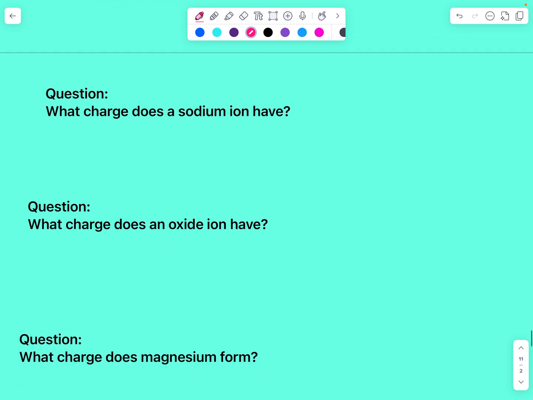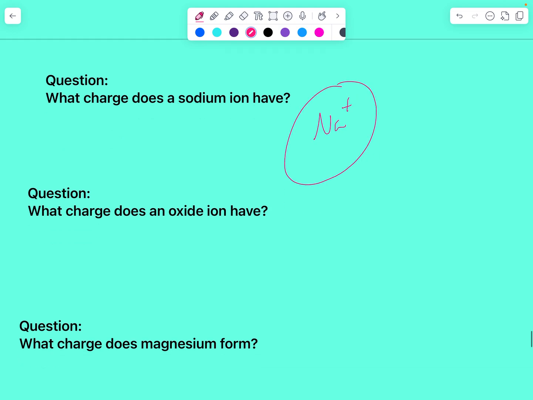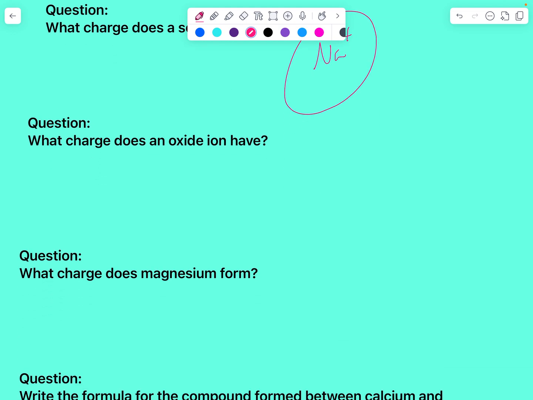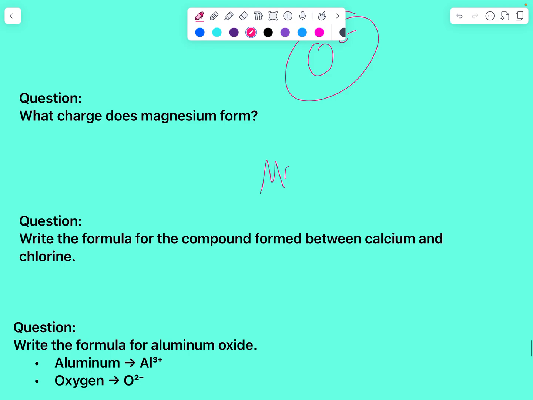Okay, so let's do a practice problem together, and I think it'll make more sense. Number 1, what charge does a sodium ion have? Well, sodium loses 1 electron. If you look at your periodic table, it's just Na plus. Done. And it'll get harder. What charge does an oxide ion have? Oxygen gains 2 electrons, and if you look at your periodic table, it's O2 minus. Number 3, what charge does magnesium form? Well, we just said it. Magnesium loses 2 electrons. If you lose something, you're looking at positive.